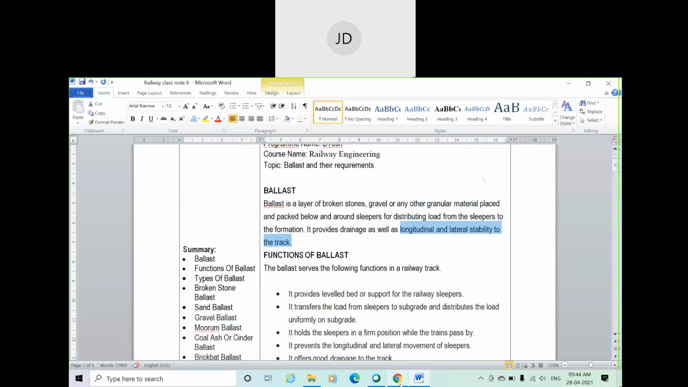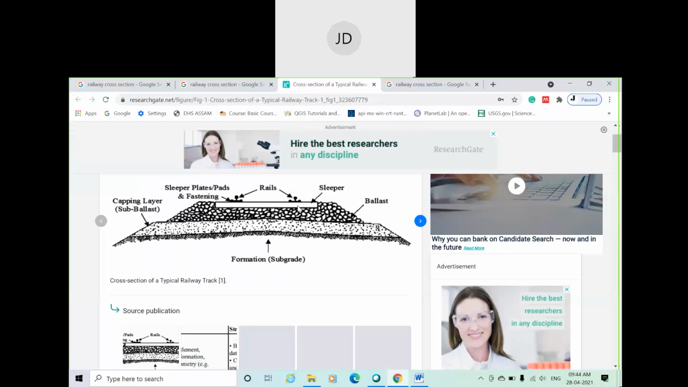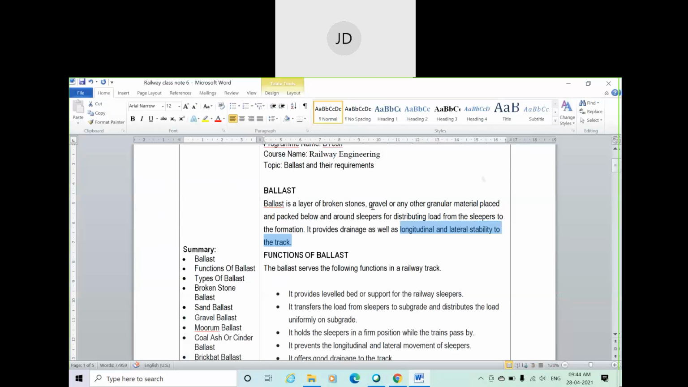That means it doesn't allow the rail as well as the sleeper to move in the horizontal direction or in the longitudinal direction. It will not allow that. It safeguards the track in the longitudinal direction as well as in the lateral direction. So it provides longitudinal stability and lateral stability to the track. Overall, in this definition, the whole basic idea about ballast is there: what is the material of ballast, what is the purpose, all these things.